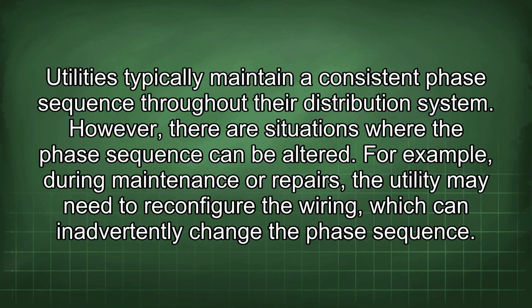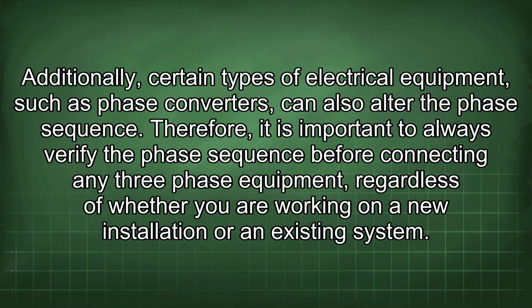Utilities typically maintain a consistent phase sequence throughout the distribution system. However, there are situations where the phase sequence can be altered. For example, during maintenance or repairs, the utility may need to reconfigure the wiring, which can inadvertently change the phase sequence. Additionally, certain types of electrical equipment, such as phase converters, can also alter the phase sequence.